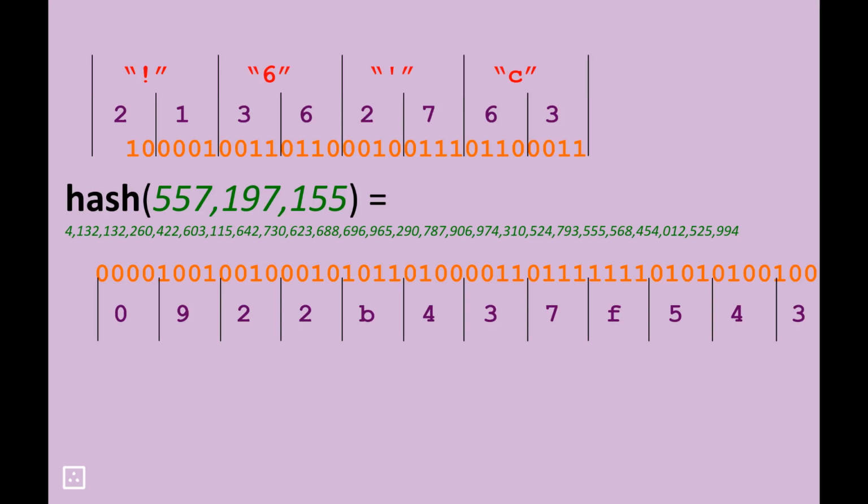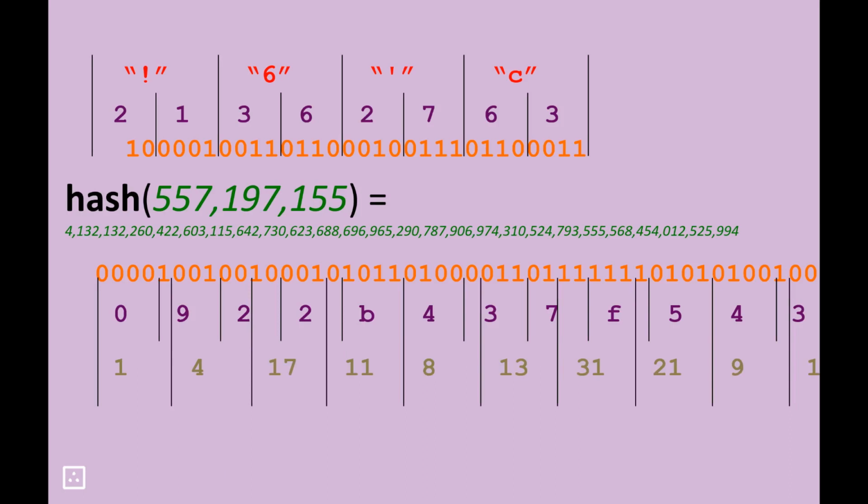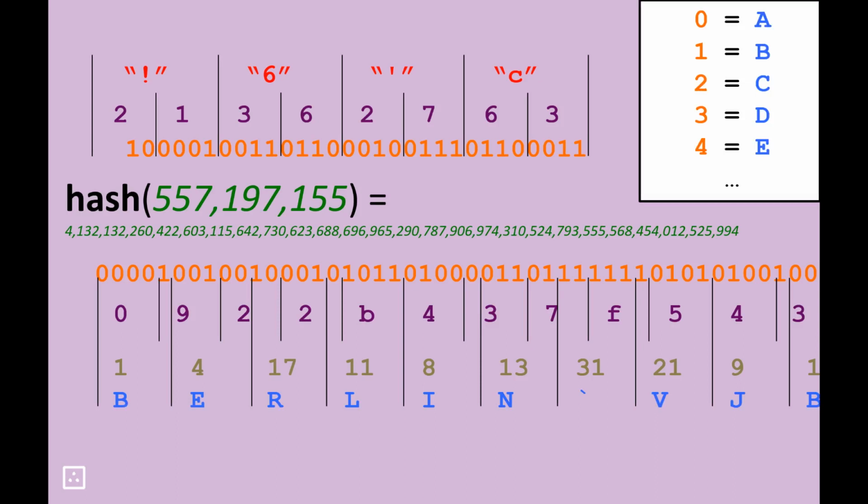557,197,155 corresponds to the character sequence, !6, single quote, and lowercase c. This isn't always possible because most sequences of 8 bits don't correspond to printable ASCII characters. So instead of grouping bits into groups of 8, I'm going to do something unusual and group them into groups of 5. Each sequence of 5 bits represents a number between 0 and 32. And then we say A is 0, B is 1, C is 2. You've played this game before. With this encoding, which is unusual but still quite sensible, the output of our hash function is always 52 characters. They just don't all fit on the screen.